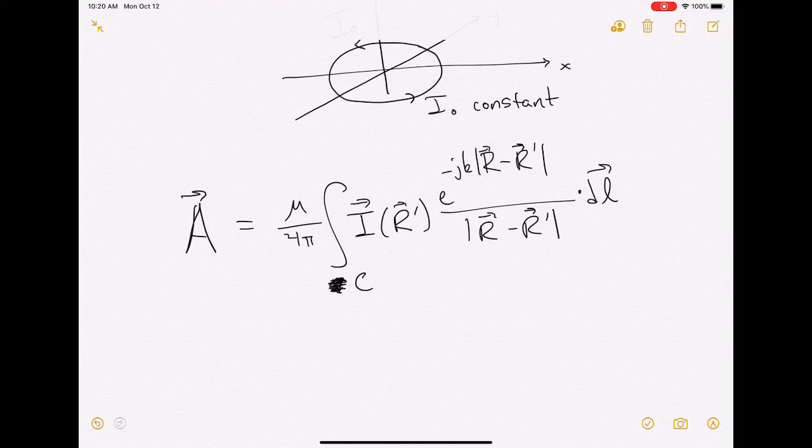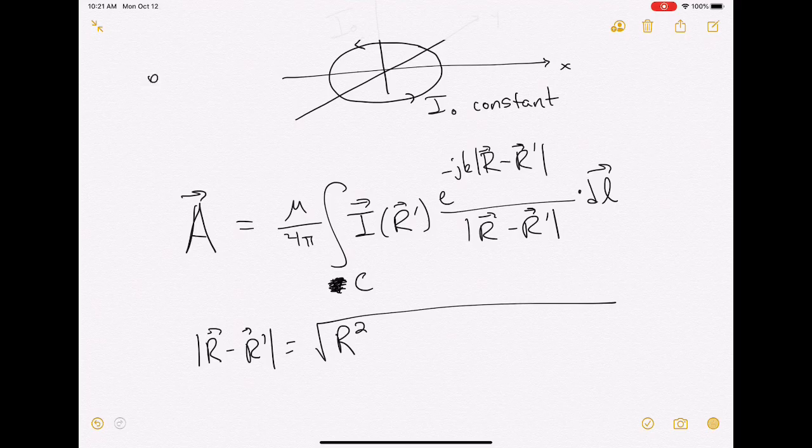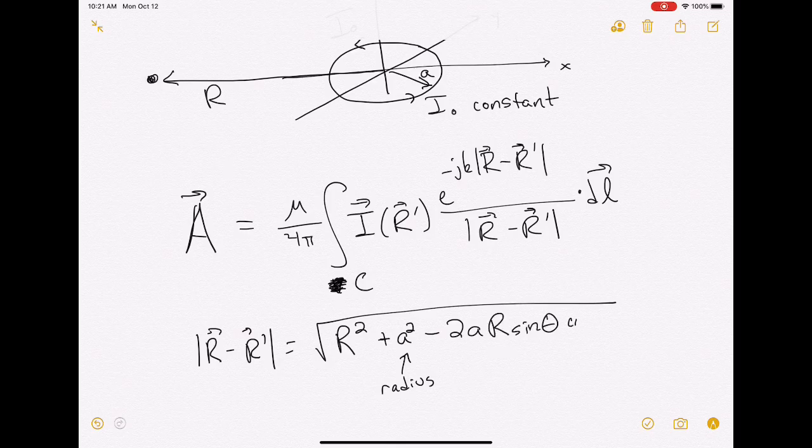If we do some geometry, we get, first of all, that the magnitude of r minus r prime, which we've talked about before, is the square root of r squared. Remember that r here is our observation point, so let me draw that onto our original diagram. That's r. So that's the point from which we are looking at this antenna and looking at its fields. Plus a squared, a is the radius of the loop. And then we have minus 2ar sine theta cosine of phi minus phi prime, where theta and phi are observation point variables, and phi prime is a source coordinate.